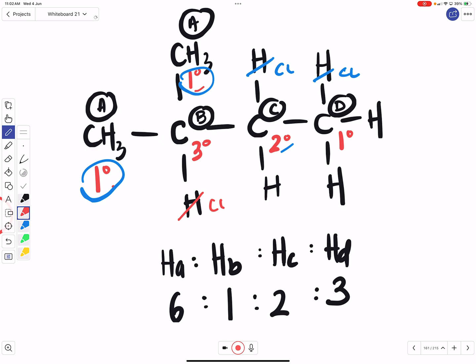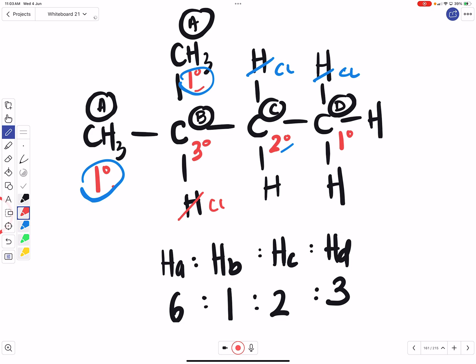Make sense? Why is environment D different from environment A? Because environment A is bonded to a tertiary carbon, while environment D is bonded to a secondary carbon. So when they ask you how many isomers will be produced when this molecule is mono-substituted with chlorine, they are basically asking you how many environments there are. That's it. That's basically the question.